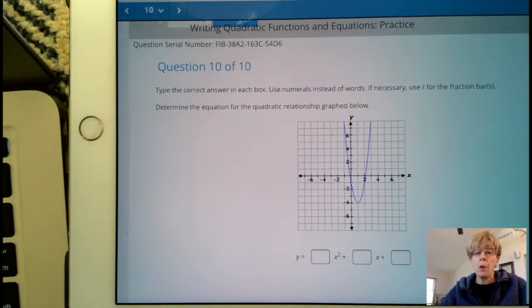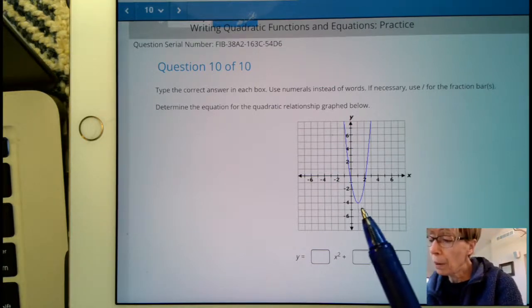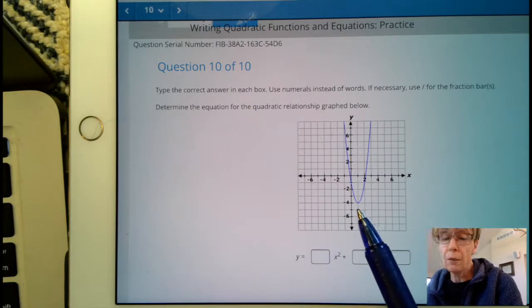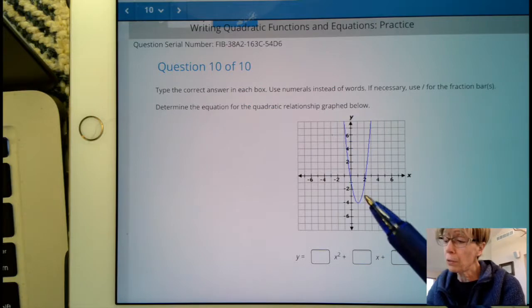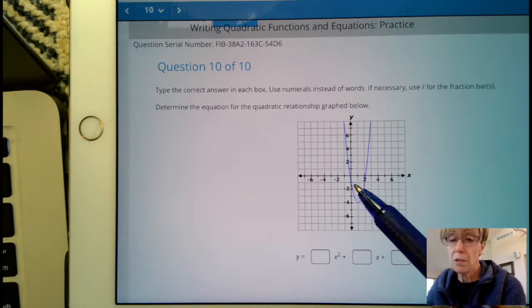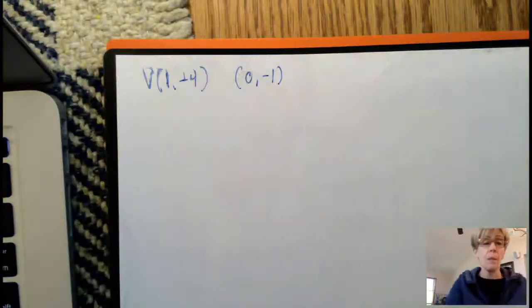Determine the equation for the quadratic relationship graph below. This problem is very similar to a problem like 9, if you've watched that. What we can notice from this particular picture is that the vertex of this problem is (1, -4), and then the y-intercept, another point on this graph, looks like it's (0, -1). So I have those written down on my paper already, and we're going to take those values and fill them back into vertex form.